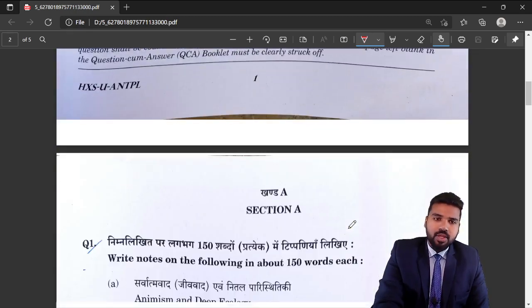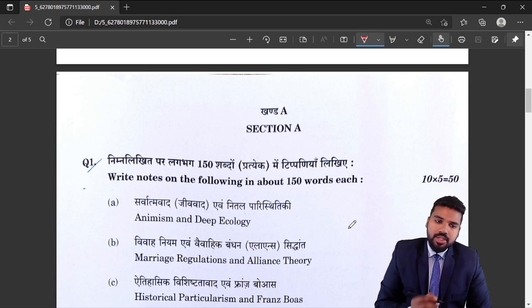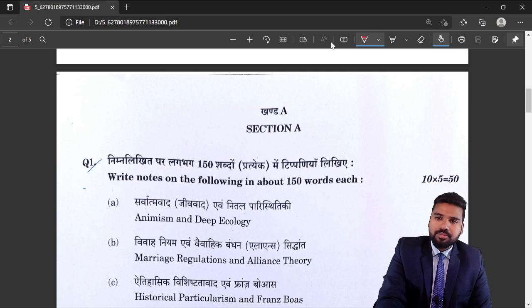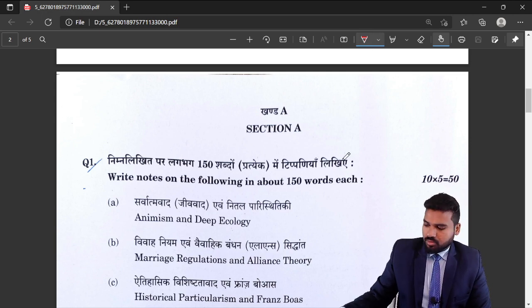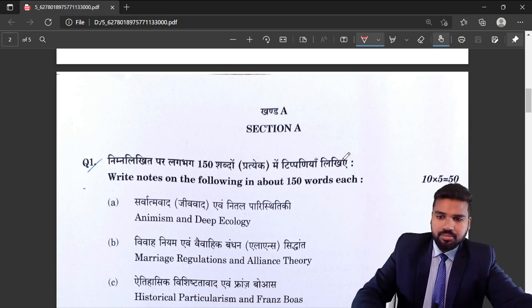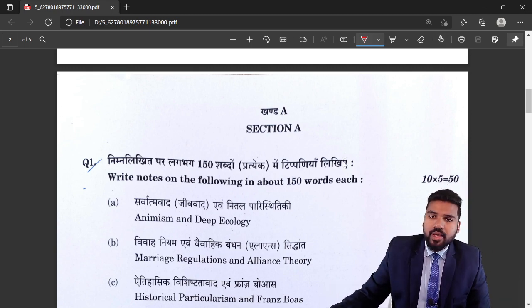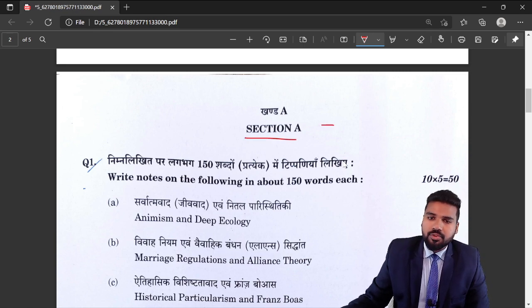So shall we begin? With respect to the structure of the question paper, this year also it remains the same. We have two sections, Section A and Section B, both comprising 4 questions each. Each question carries 50 marks. So altogether you have a paper of 8 into 50 marks, that is 400 marks.